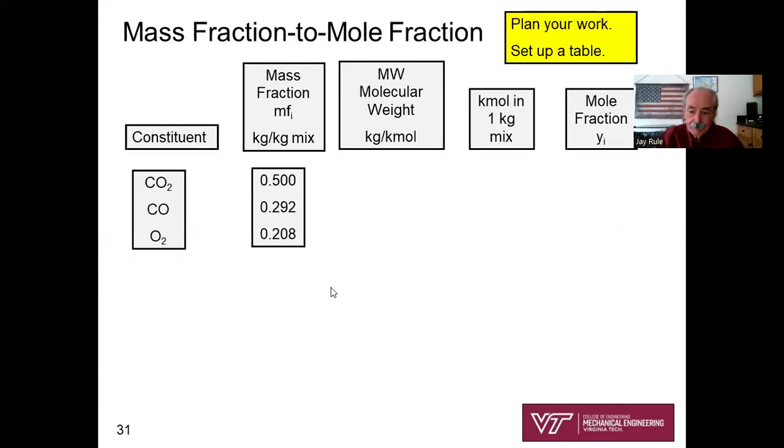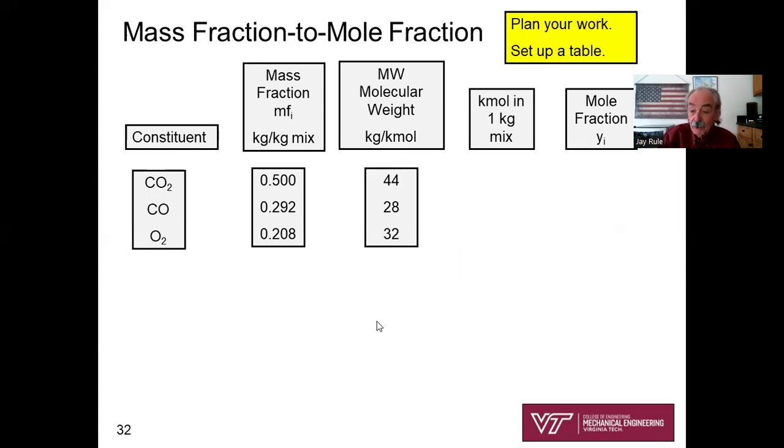Next thing is to set up your table. Again, it's not identical, but it's very similar. Write down your constituents. Write down your mass fractions, MF sub I. Okay. Next, write down the molecular weights. Again, okay. In this column, you're going to calculate the number of kilomoles in 1 kilogram of mixture. I'll show you how to do that. And then finally, that'll be enough to calculate the mole fraction, and you'll be done.